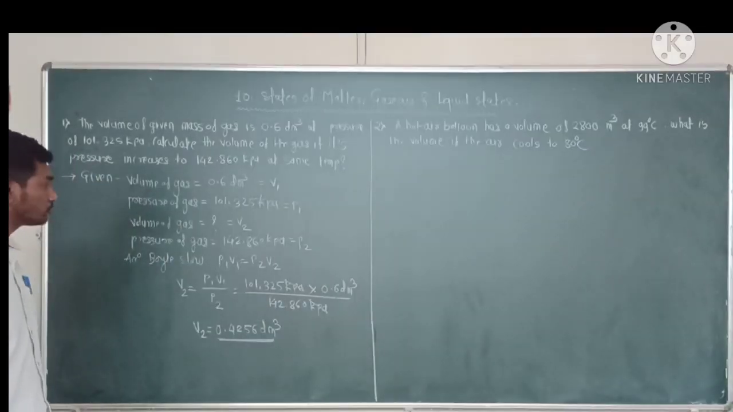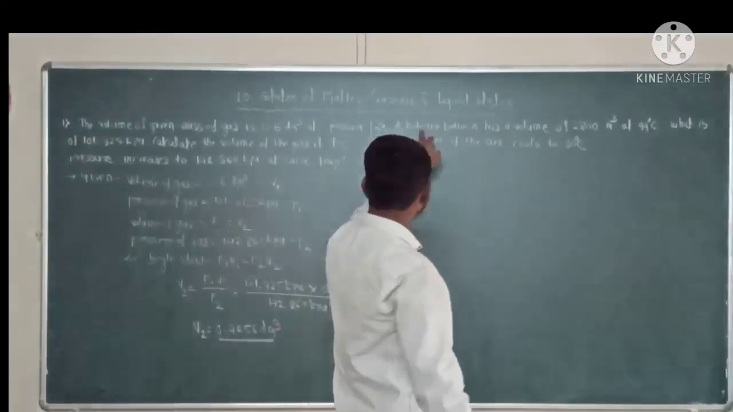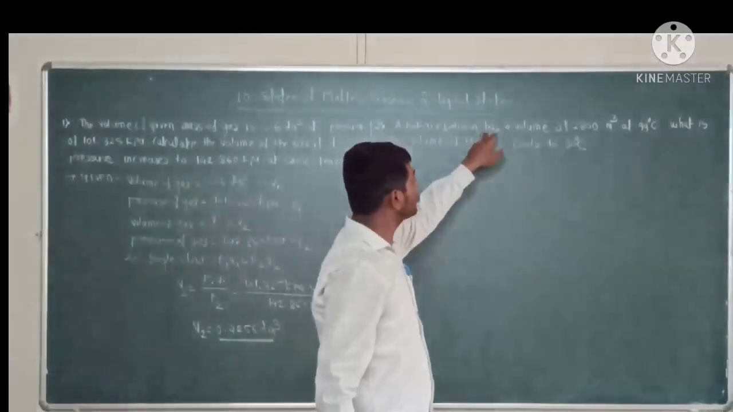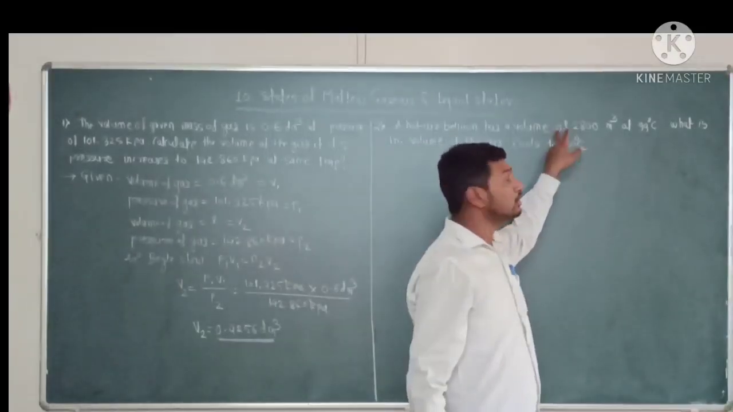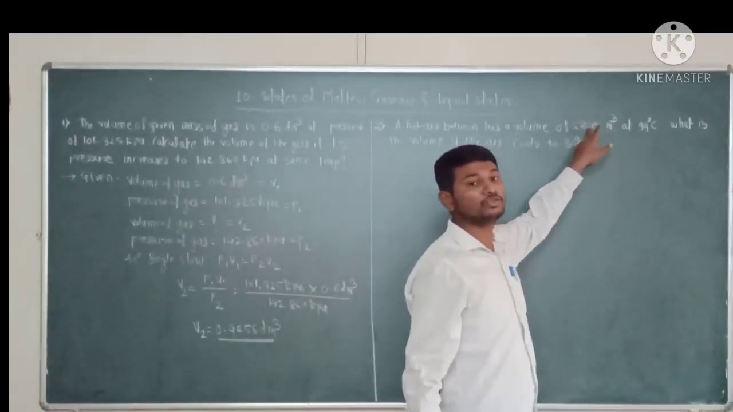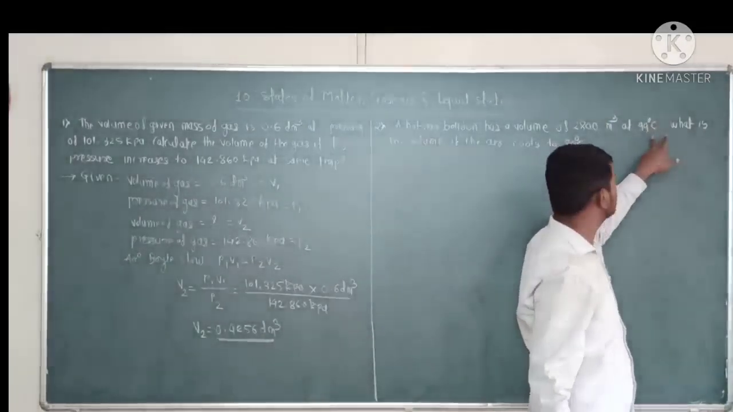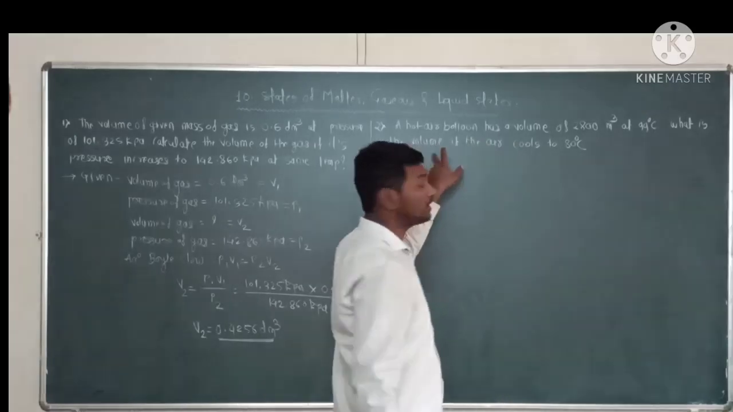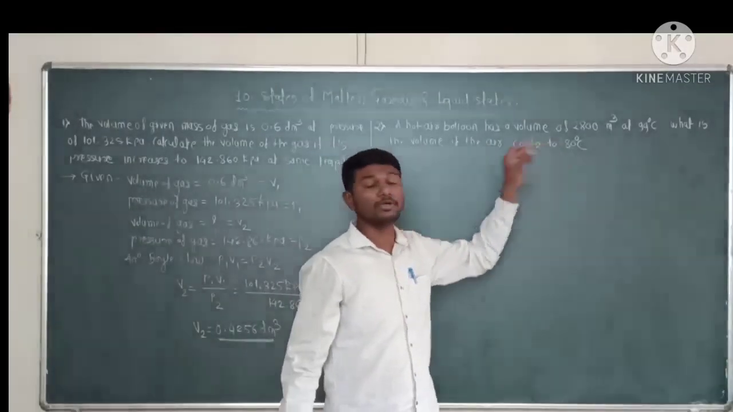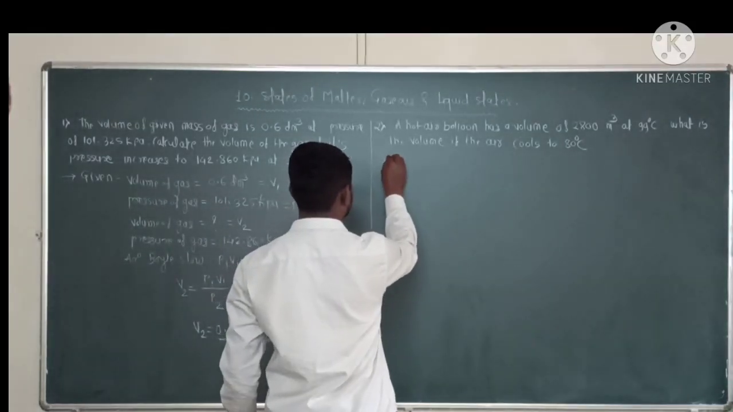Okay. Now the next numerical: a hot air balloon has a volume of 2800 cubic meter at 99 degrees Celsius. What is the volume if the air cools to 80 degrees Celsius? Now first of all, write down the given quantities.